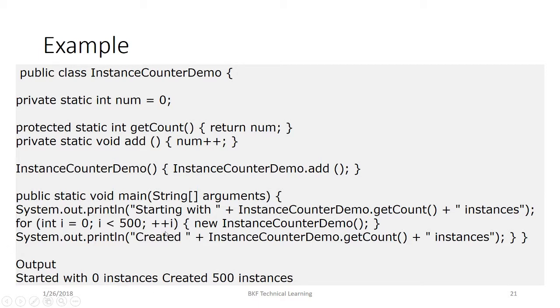Now there's a for loop over here which is creating an instance of this class. So the constructor gets called, which in turn is going to call the add method, which will increment the value of the num variable. So after 500 iterations, it's going to print created 500 instances. Since it's a static variable, each time the constructor gets called, it increments the value. So after 500 iterations, it's going to have a value of 500.